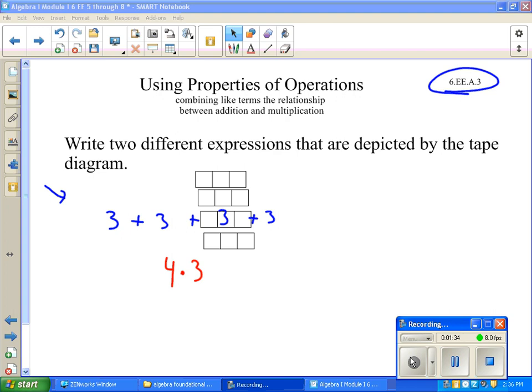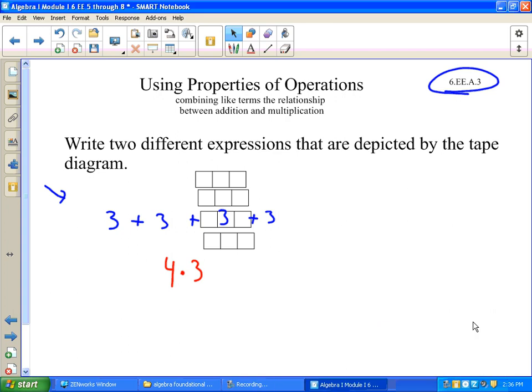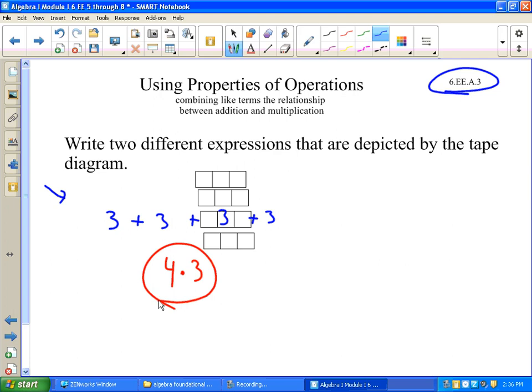What does 3 plus 3 plus 3 plus 3 mean? It means I have a pile of 3 in it. I add to it another pile of 3. I add to it another pile of 3. I add to it another pile of 3. So great. Those are two different expressions, two expressions that depict exactly the same tape diagram.